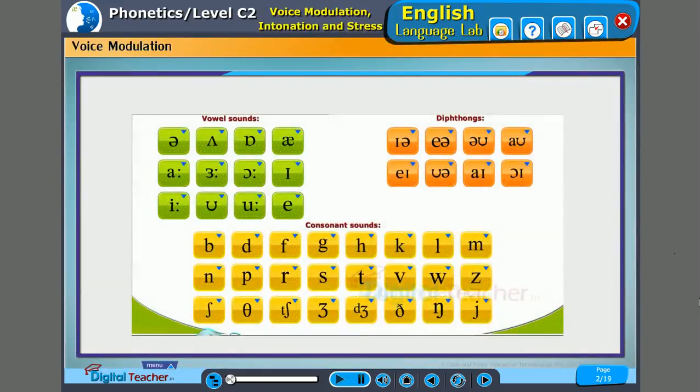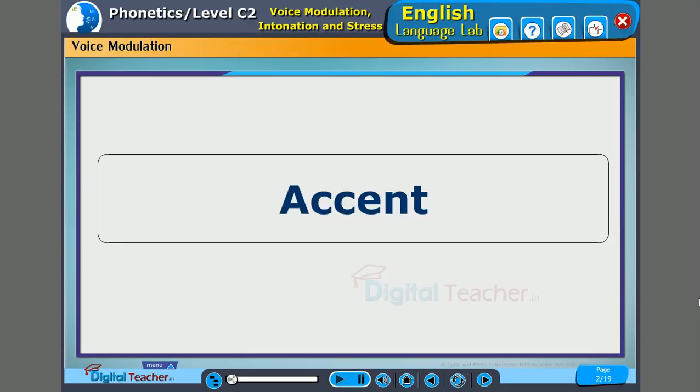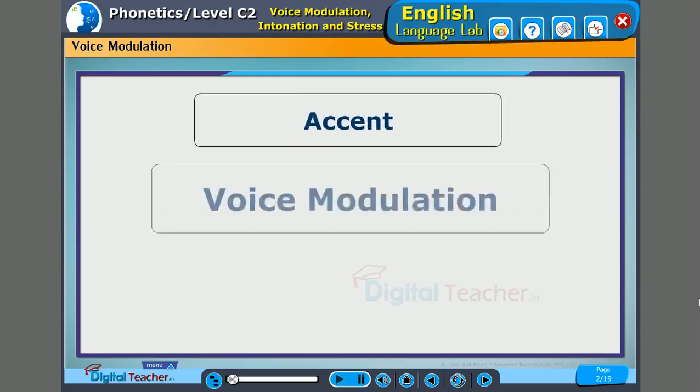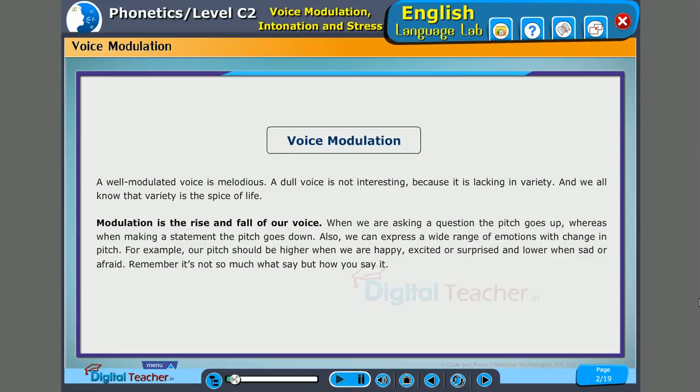Hope so far you have enjoyed the journey of sounds. But this is not enough to get the right accent. Accent, and especially English accent, is incomplete without voice modulation, because English is supposed to be the language of expressions. A well-modulated voice is melodious. A dull voice is not interesting because it is lacking in variety. And we all know that variety is the spice of life.